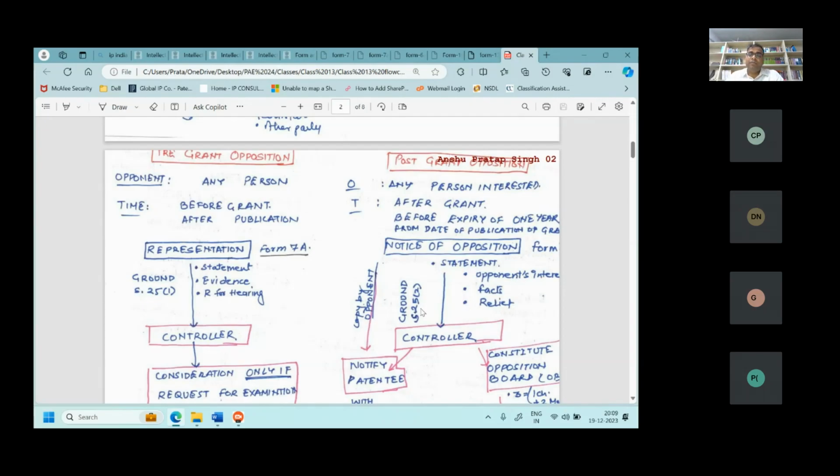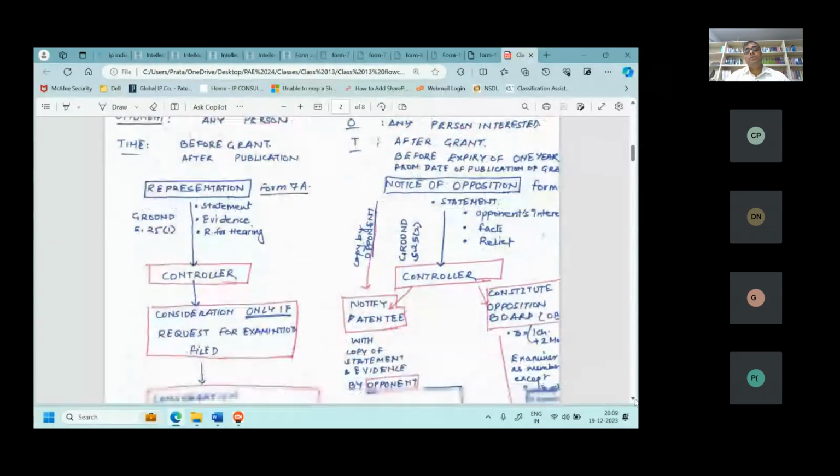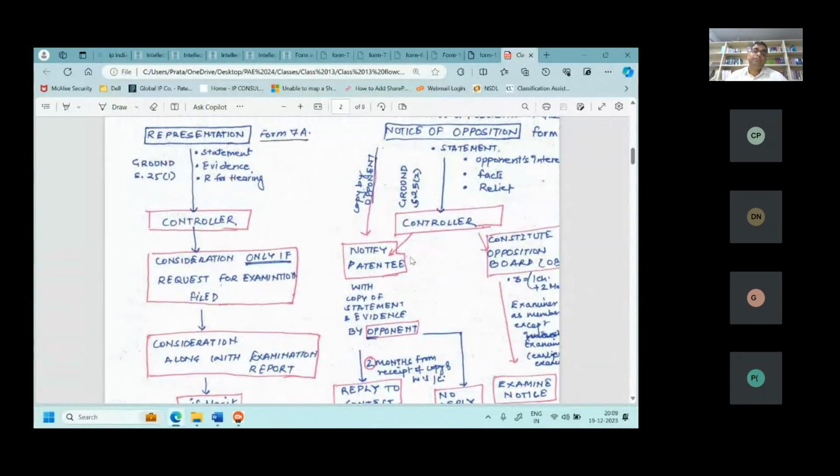You have given the notification to the controller, and the controller will notify the patentee with a copy. However, as an opponent, you have to send a copy to the patentee along with the notice of opposition filing to the controller. Now, the controller notifies the patentee with a copy of the statement and evidence by the opponent.